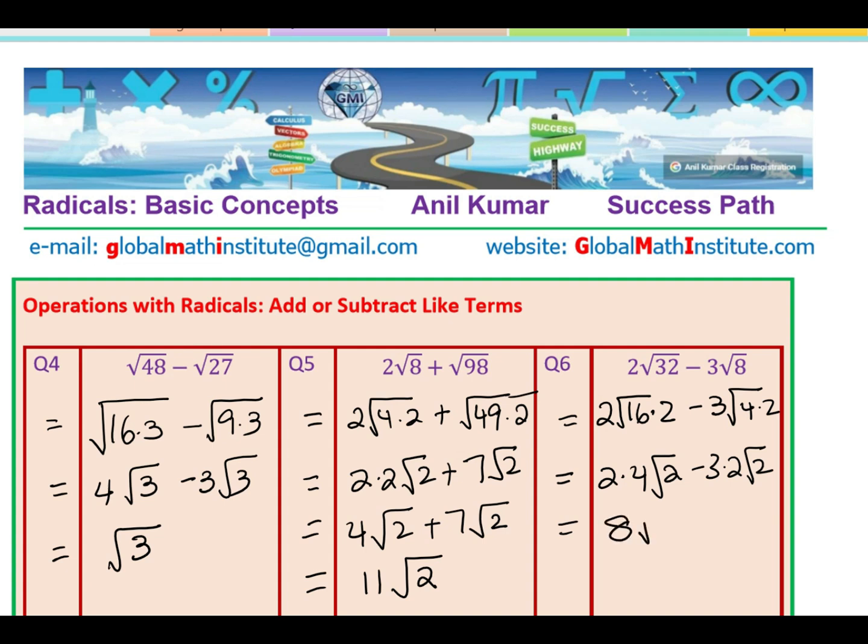So it is 8 square root 2 minus 6 square root 2, right? Don't treat it as a decimal. 8 minus 6 is 2, so we get 2 square root 2 as our answer. So I hope the concept is absolutely clear.